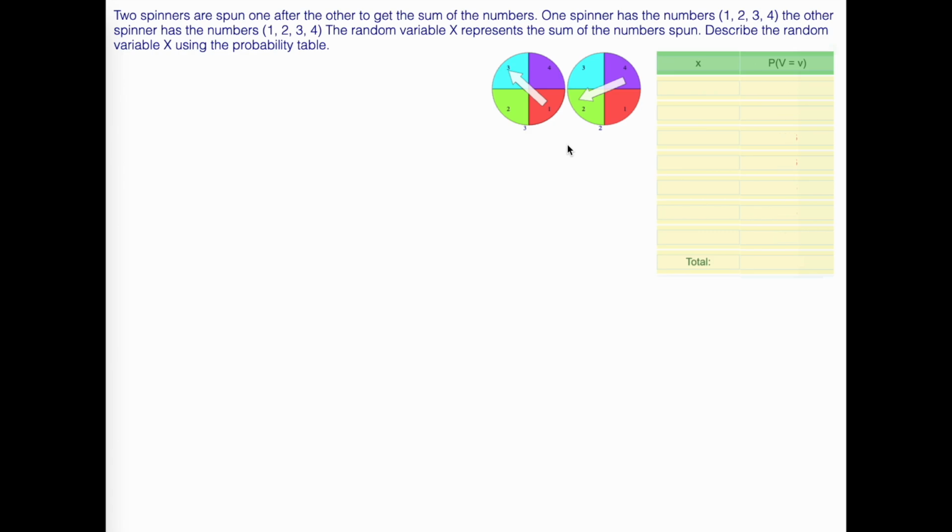The lowest sum we can get is if you spin a 1 and a 1. You can get a 2, or you can get a 3, or a 4, or a 5, or a 6, or a 7, or an 8. The maximum you can spin is 4 and 4 make 8.